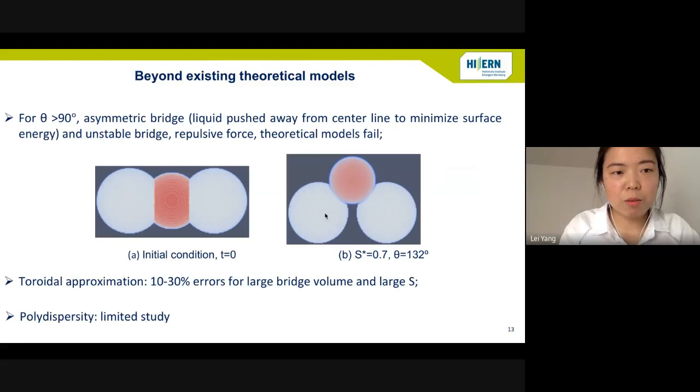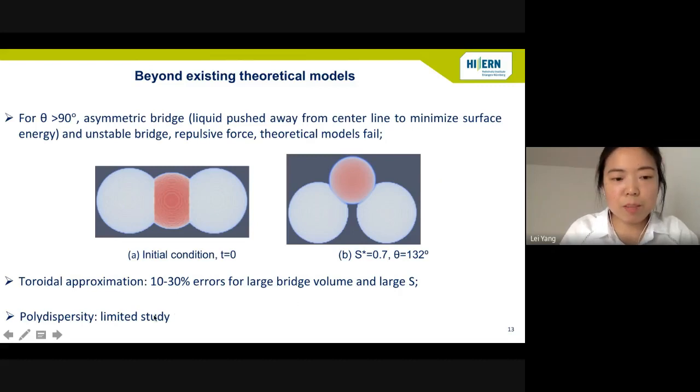However, from our simulations, when the contact angle is larger than 90 degrees, we found an asymmetric bridge among the particles. The liquid is pushed away from the center to minimize surface energy in order to get a stable bridge. In this case, all the theoretical models fail because they can only be used for symmetric bridges. And the toroidal approximation gives 10 to 30% errors for large bridge volume and large separation distance.